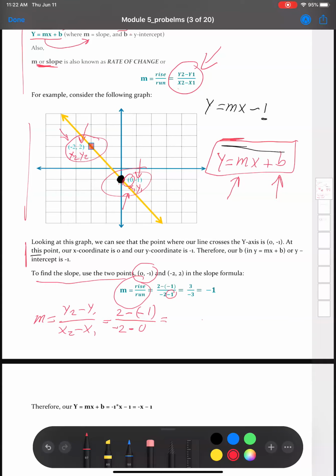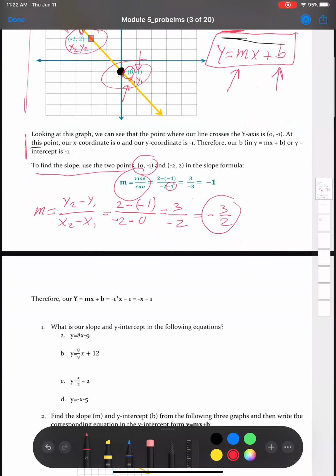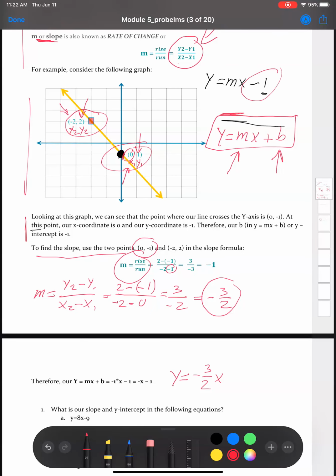So 2 minus -1 is basically 2 plus 1, which is 3, divided by -2. So our slope is -3/2. This is our m, you guys. And now we can write out our entire equation, which becomes y is equal to -3/2 x. And what is our b? What did we say? Our b is -1, so minus 1. So there you go. This is the equation that represents the line on this graph.